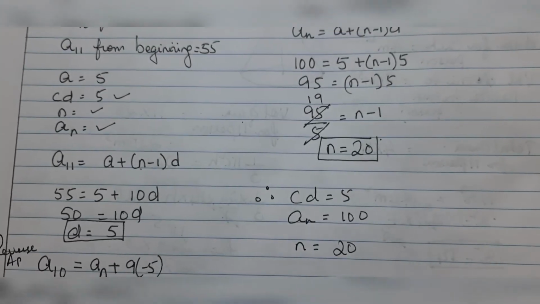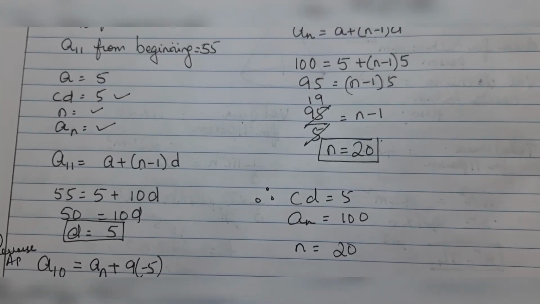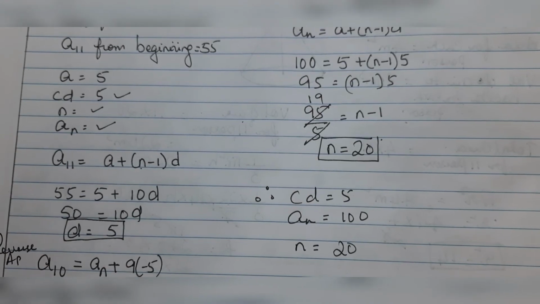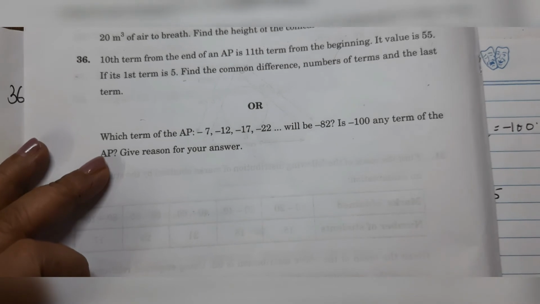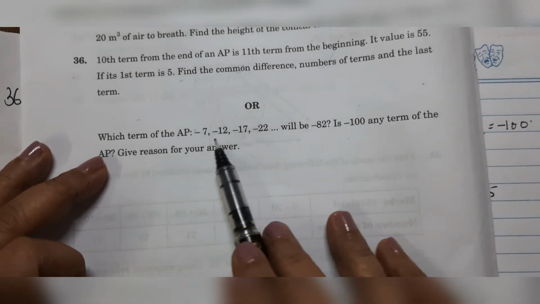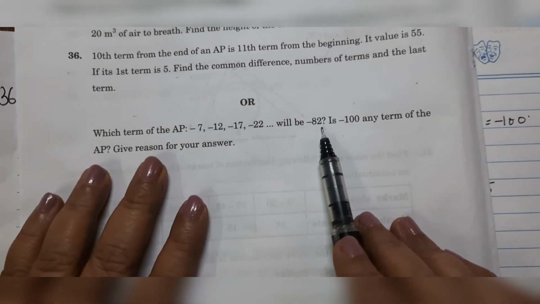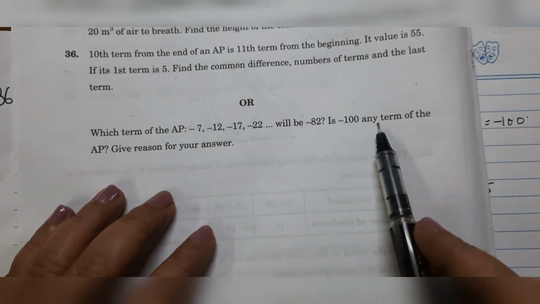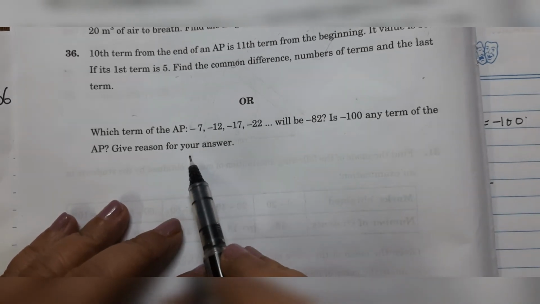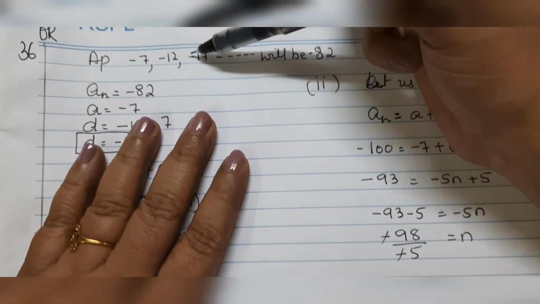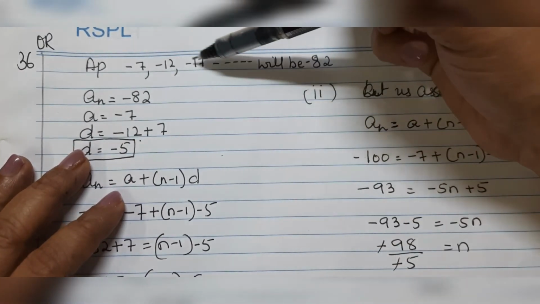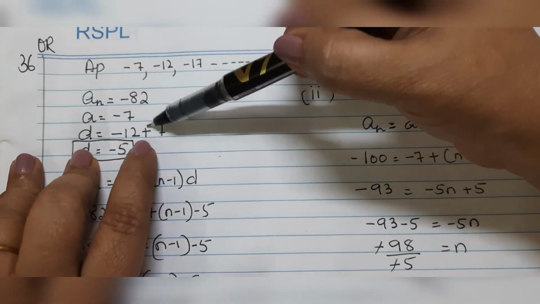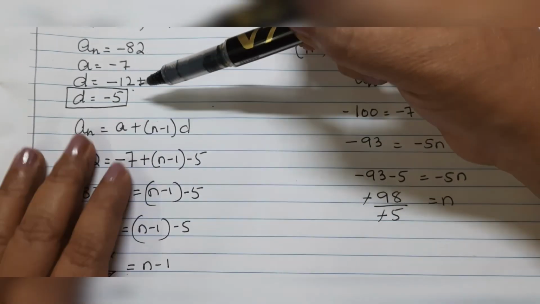If you are able to find it with any other method also, it is well and good. Next, question 36. This is an easy one. Which term of the AP is minus 82, and is minus 100 any term of the AP? Give reason for your answer. First we'll assume AN is minus 82. A is the first term, and D will be A2 minus A1, so D will be minus 5.